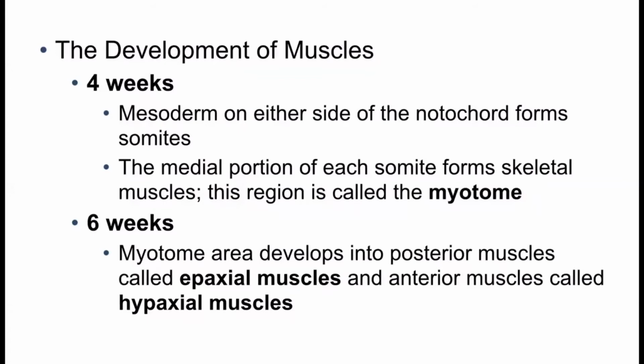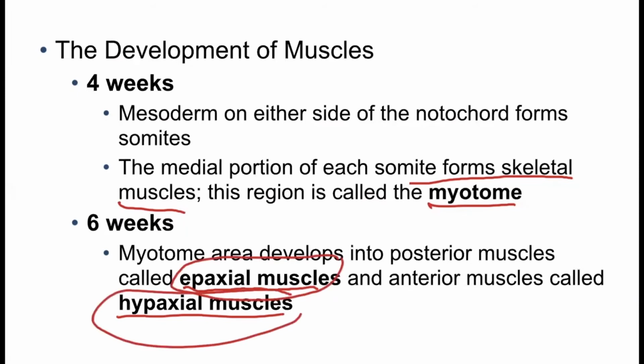Muscles. At 4 weeks, the mesoderm on either side of the notochord forms the somites. The medial portion of the somite forms your skeletal muscle, called the myotome. Okay, it forms your spinal cord, and around the notochord, it forms your skeletal muscle, called your myotome. Myotome areas develop into posterior muscles. You have epaxial muscles and you have hypaxial muscles. Epaxial are posterior muscles. Hypaxial muscles are anterior muscles that form.